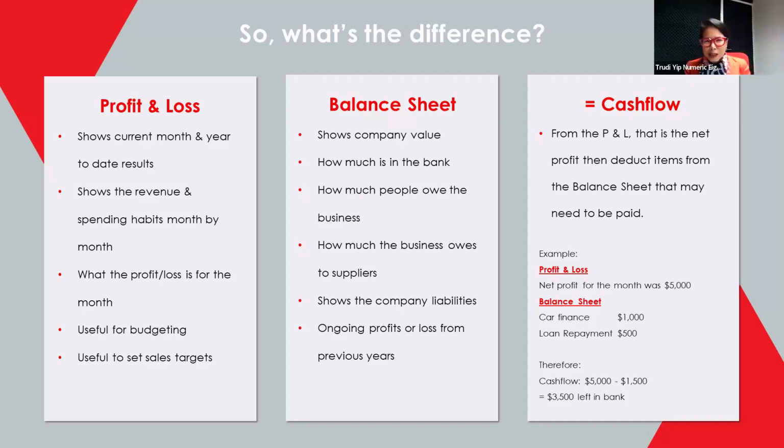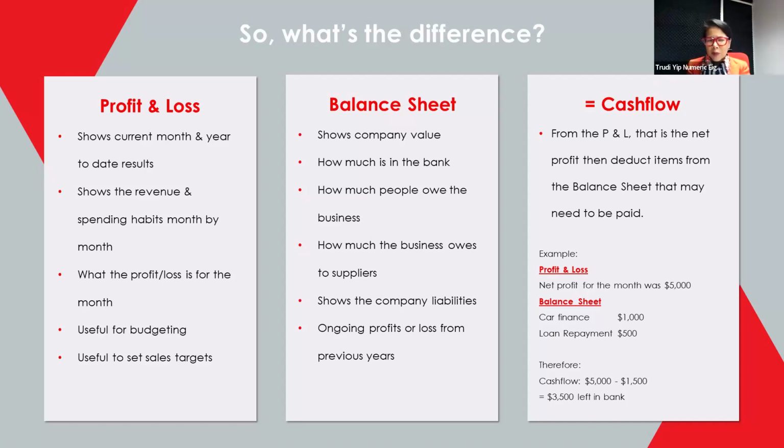Now let's go to the balance sheet. It shows the company value, how much is in the bank, how much people owe the business, how much the business owes to suppliers. It shows the company liabilities, and also the retained earnings, as I said, your profit and loss from previous years. Again, between both of these, you can make a difference. And I'll go into that with the cash flow.